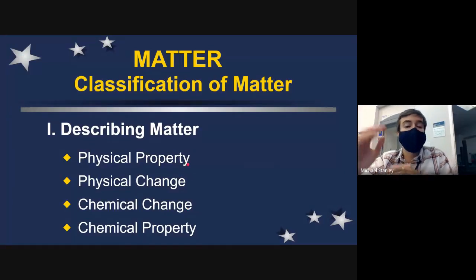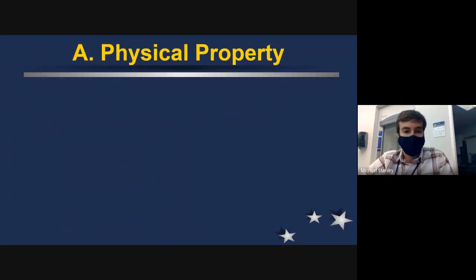So today we're going to go through each one of these different types of descriptions one by one and talk about what they are and some good examples to kind of explain the different types of descriptions and characteristics that we can give to matter. So we'll start off by talking about matter's physical properties.